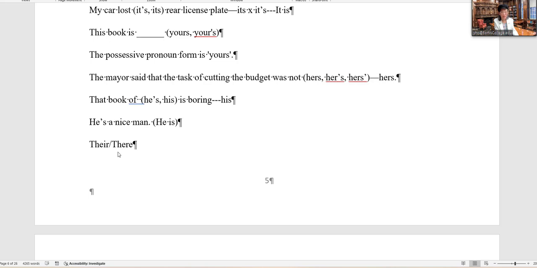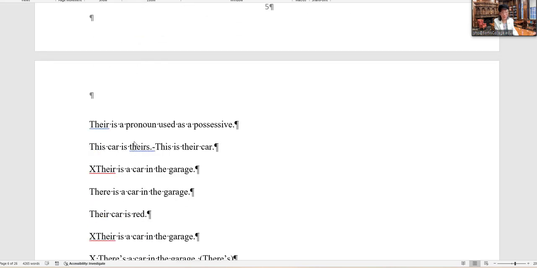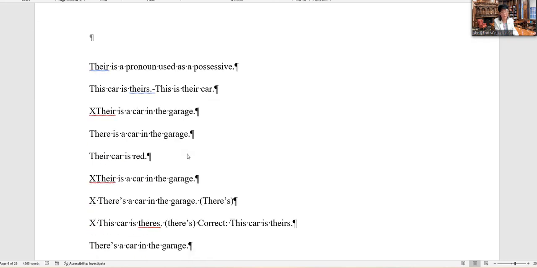And then there and their. There is a pronoun used as a possessive. This car is theirs. This is their car. You cannot say there is a car in the garage. This kind of there is known as an expletive filler, a filler subject. So there is a car in the garage. The interesting thing about this kind of sentence is that there is not the subject of the sentence. Car is the subject of the sentence. Therefore, if you have a singular subject car, then the verb becomes is.